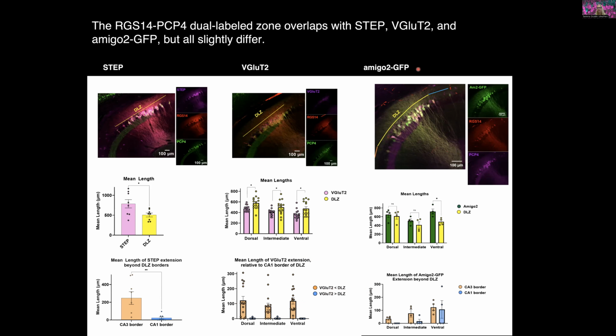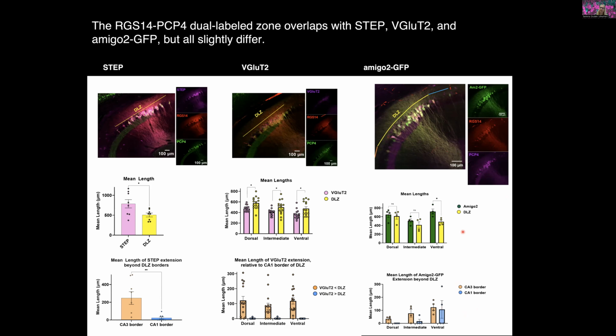Now some of us make use of the Amigo2 GFP mouse, and also Amigo2 to drive the Cre recombinase. How does that line up? Consistent with some previous work, it's a little bigger on both sides. That's what's showing here. This one also seems to creep into the CA1 border more in the ventral hippocampus.